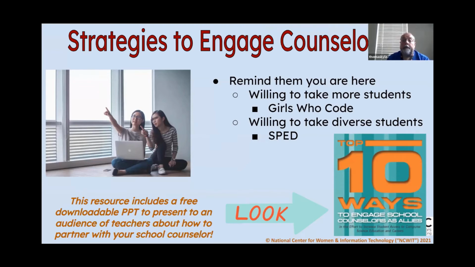You also could start some after-school clubs, Girls Who Code, things like that. Even a chess club, or just something to get students to be in your room and invite your friends to your room. And then you've got to be willing to take everybody.